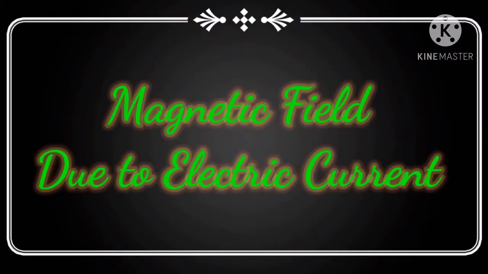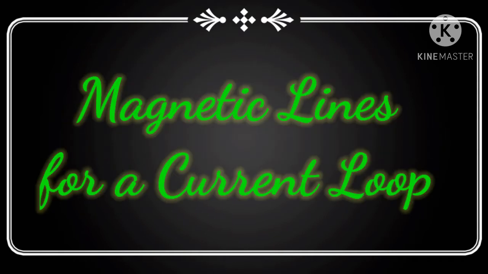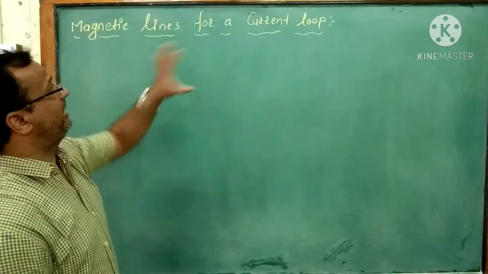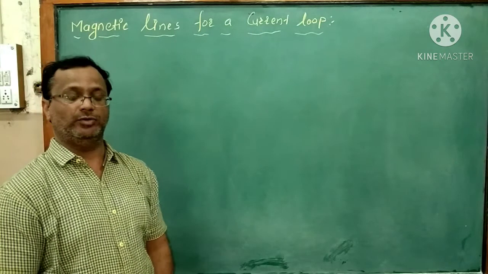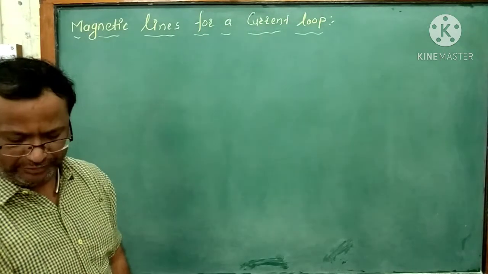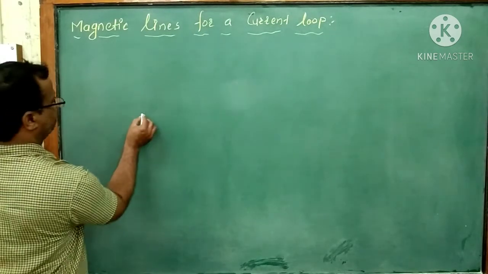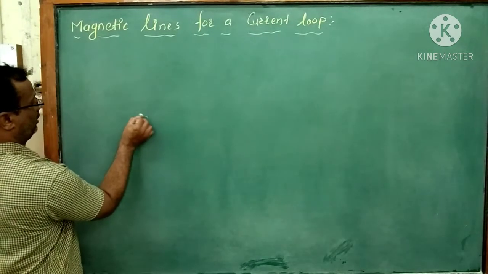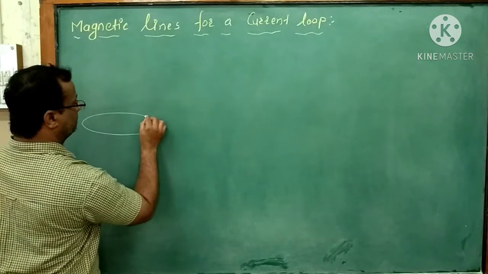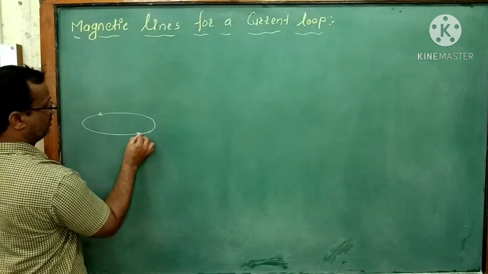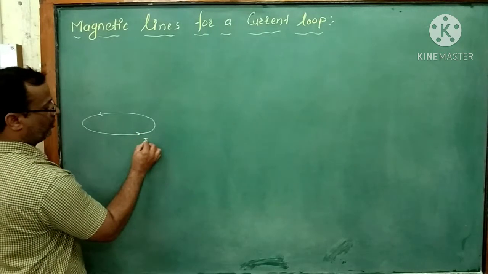Magnetic field due to electric current. Now we want to see the magnetic lines of a current loop. Suppose we consider this to be one current loop through which current flows. Suppose I amount of current flows.